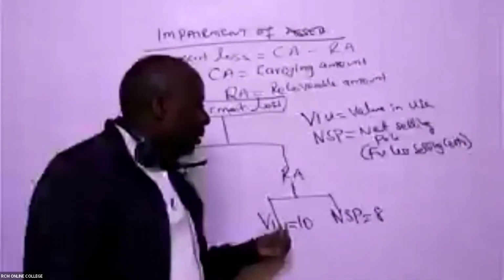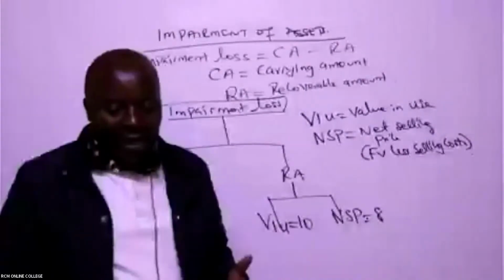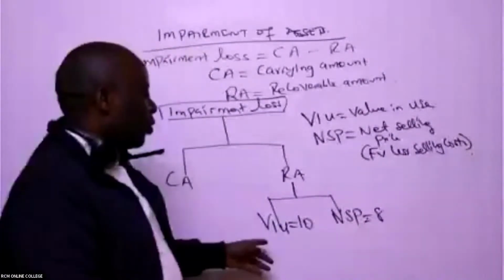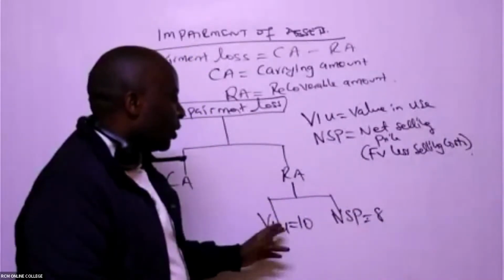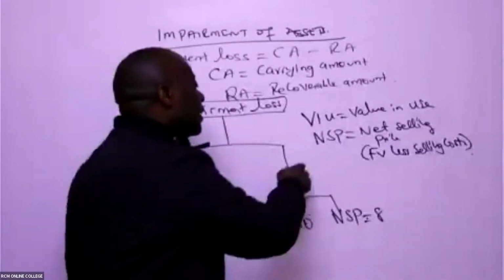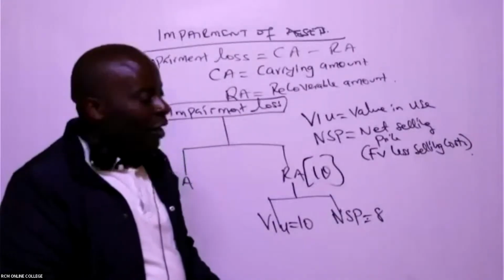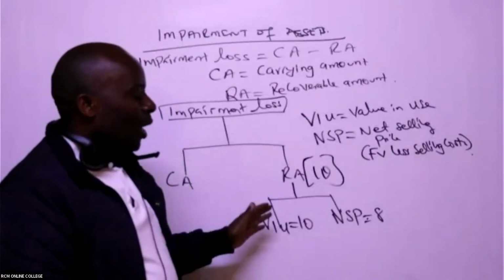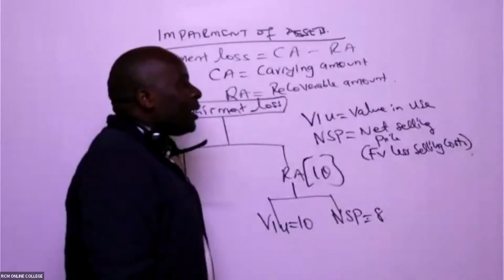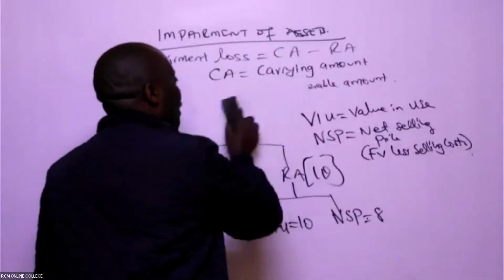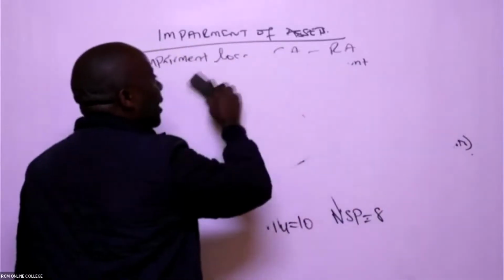Because the recoverable amount, you compare between the two and pick the higher, the best. In this case, prudently, I would rather continue using this instead of selling and get 8. So the recoverable amount will be the higher of the two. So I'm going to work with 10 there. You may forget about everything else that I've taught you, but you shall never forget that anytime you want to get recoverable amount, I'll always compare the VIU and the NSP and pick whichever is higher.